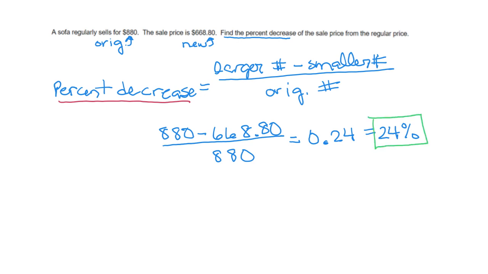All right, so larger number minus a smaller number divided by the original number. So find the percent decrease of the sale price from the regular price. There was a 24% decrease. All right, so this concludes the lecture.